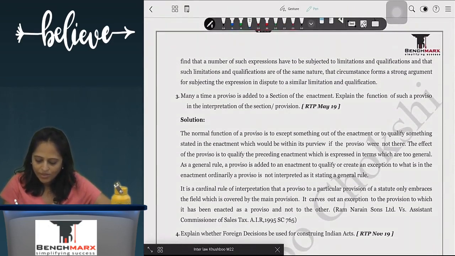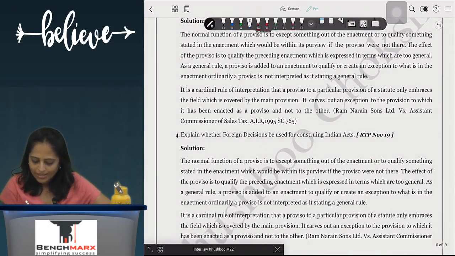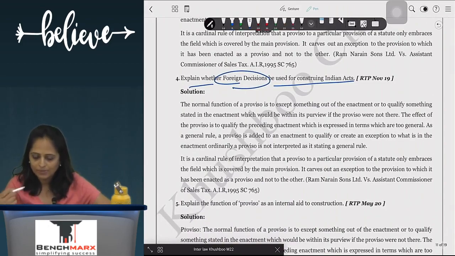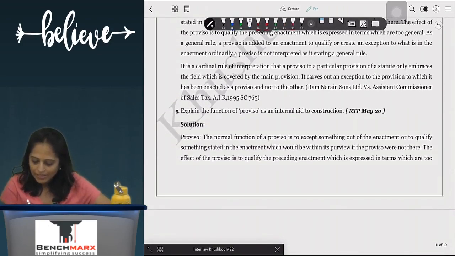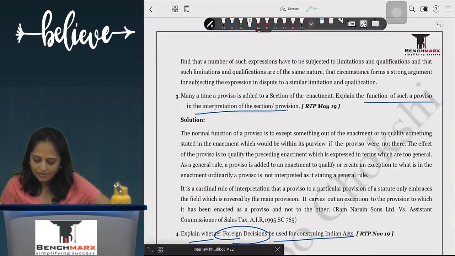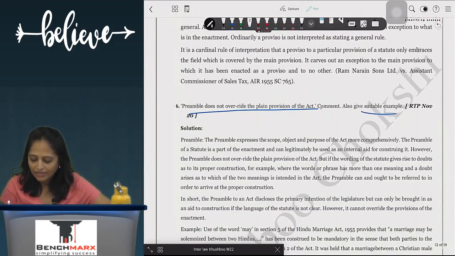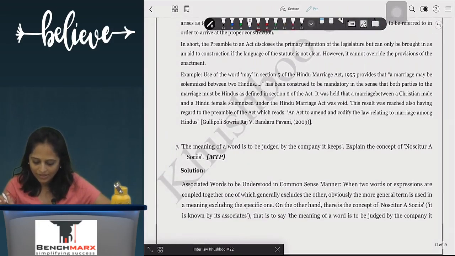Many a time proviso is added to the section. Explain the function of such a proviso in the interpretation of section and provision. Explain whether foreign decision should be used for construction. So you have to say it is an external aid of interpretation and then explain why you can use it. Explain the function of proviso as an internal aid to construction. Preamble does not override the plain provision of the act. Comment, give suitable example. So I had said we will remember the Companies Act one and we'll write it down.